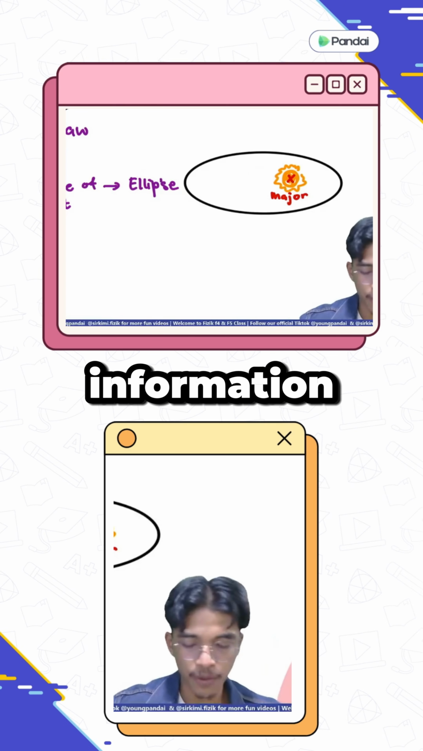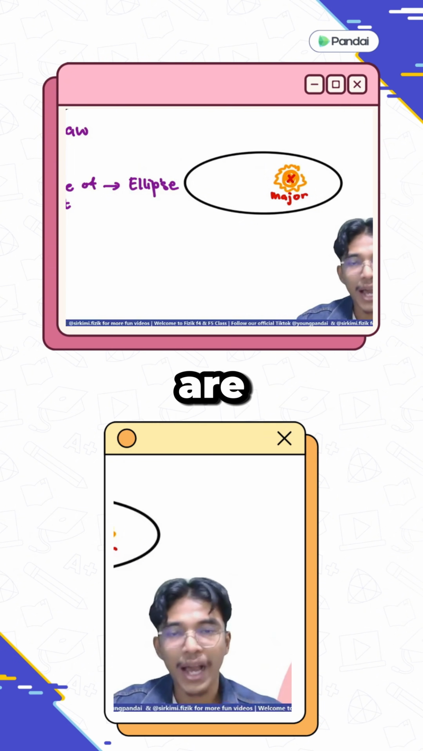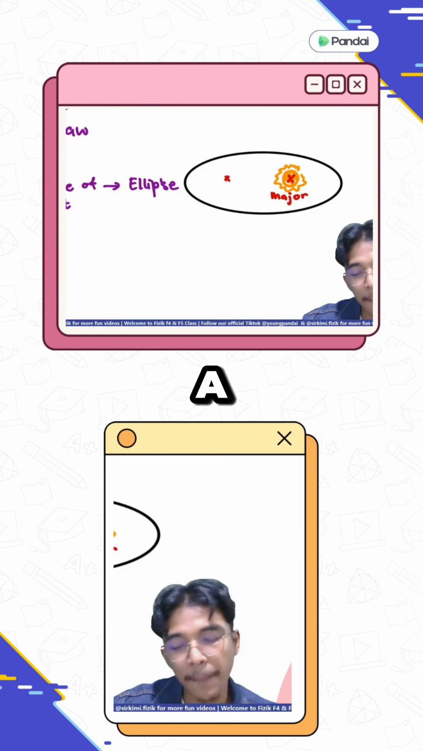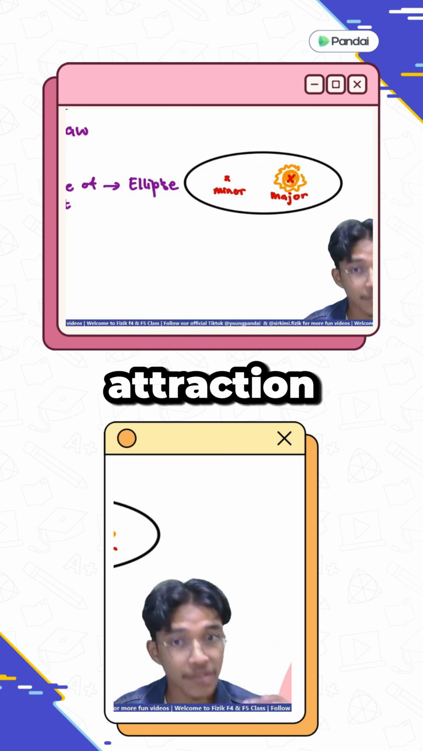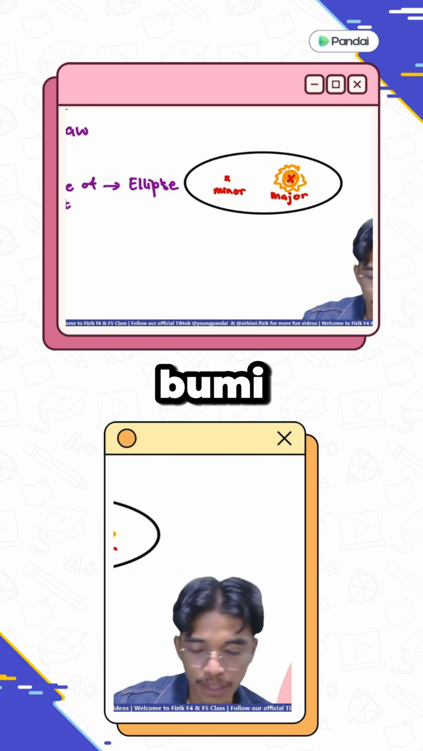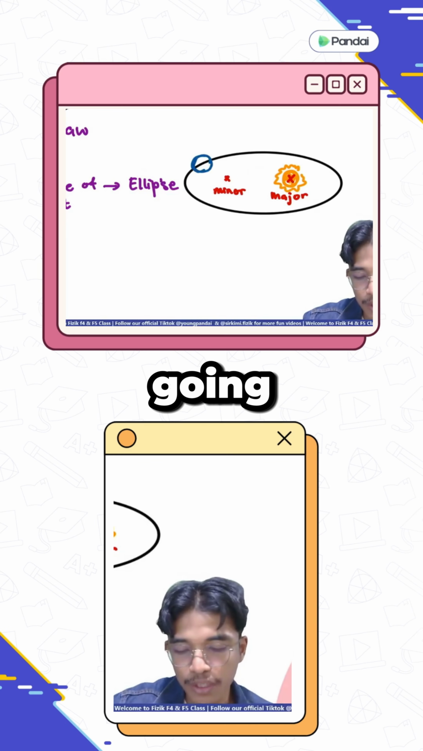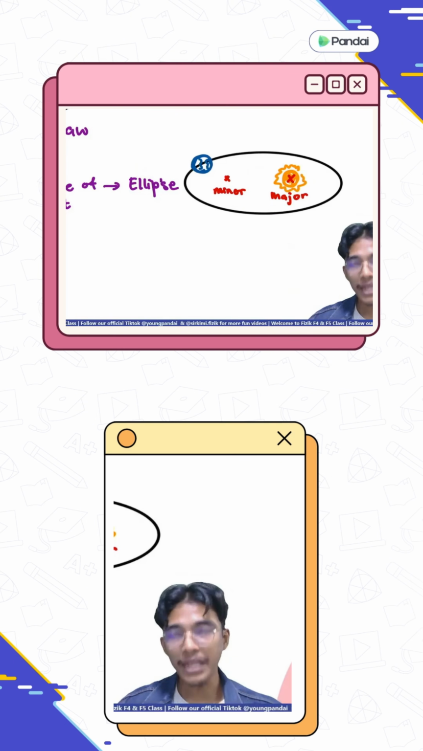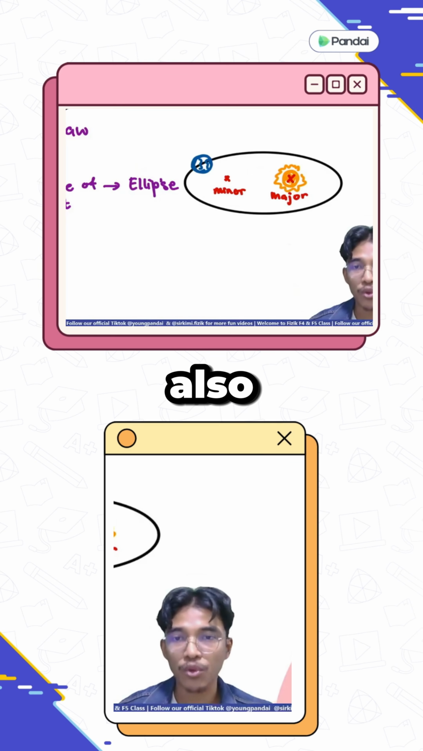And for your information, the reason why you are having this elliptical shape is because you are having a minor gravitational attraction between the planet and also the sun. So katakanlah kat sini ada bumi kan, you have the earth here. So you are going to have a minor gravitational attraction in between the sun and also the earth itself.